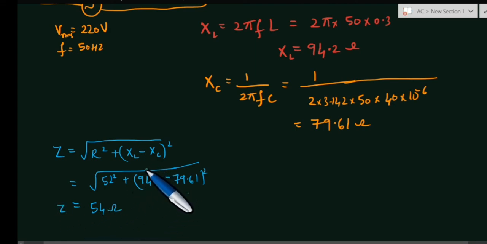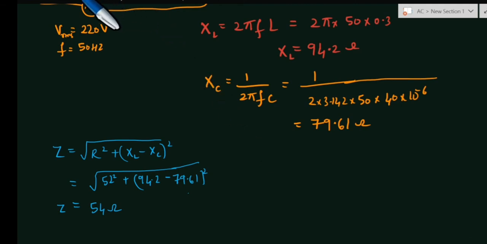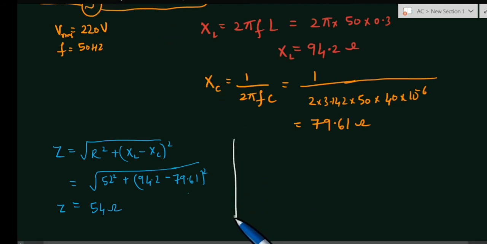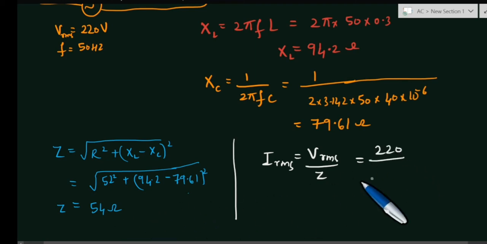And next they are asking what is the RMS value of current. I RMS is equal to V RMS divided by Z, that is equal to 220 divided by Z value, which is 54, and the value of I RMS is 4.07 amps.